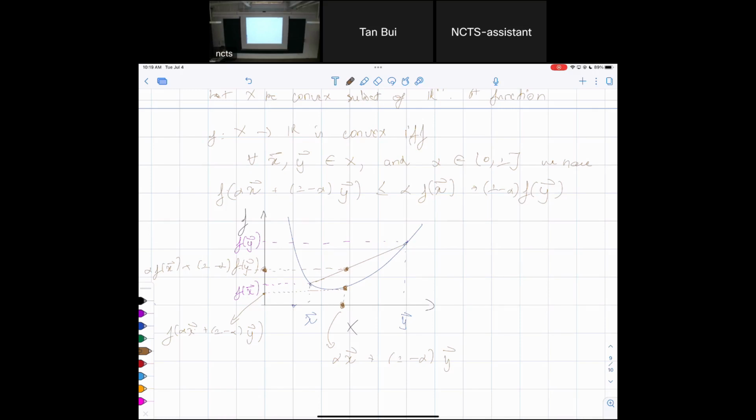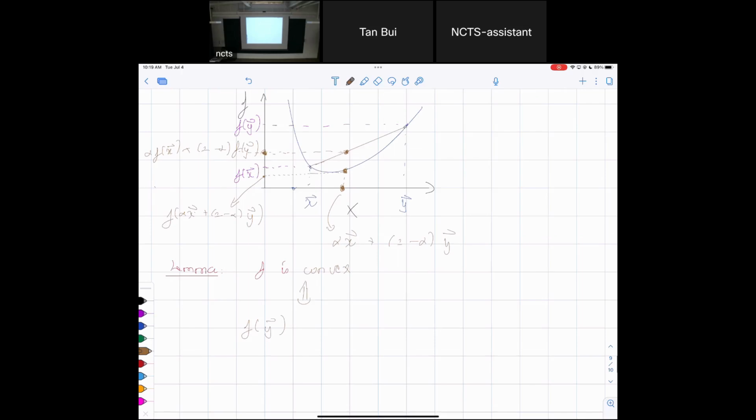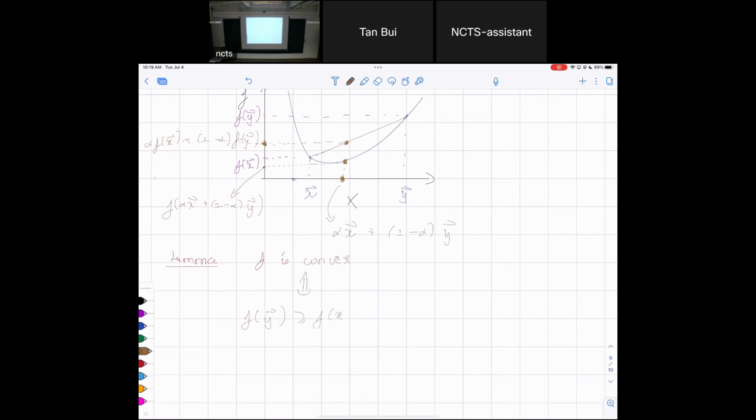Okay, if not, then we actually move next. We immediately have this lemma. I'm not going to prove it, right? You're going to see it in the lecture notes. So we have immediately the important lemma: f is convex if and only if f(y) is greater than or equal to f(x) plus the gradient of f evaluated at x, and then this is y minus x.